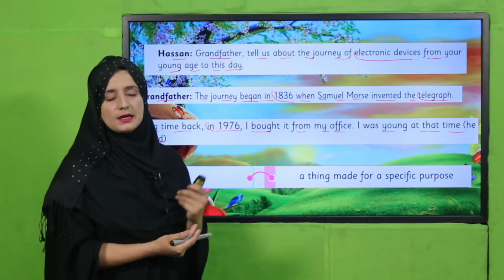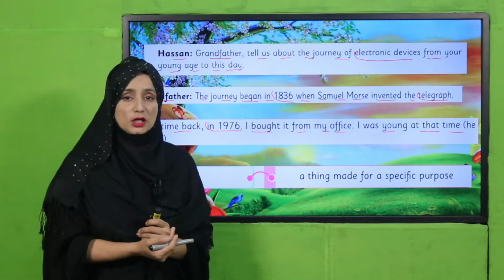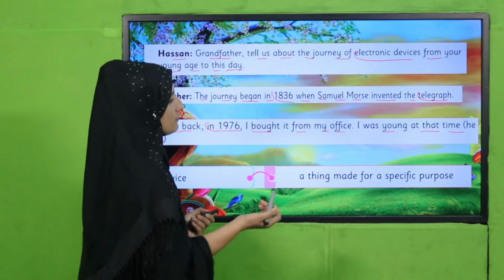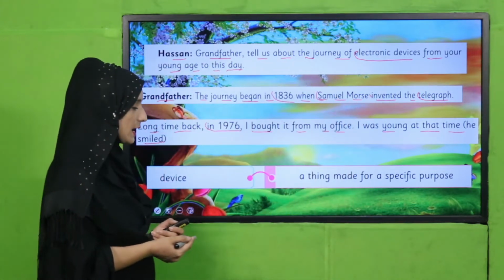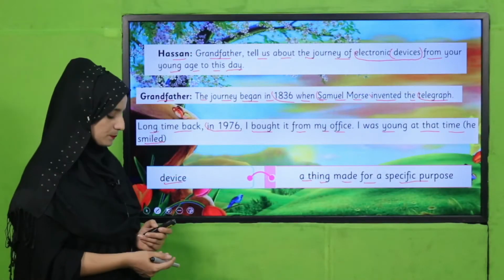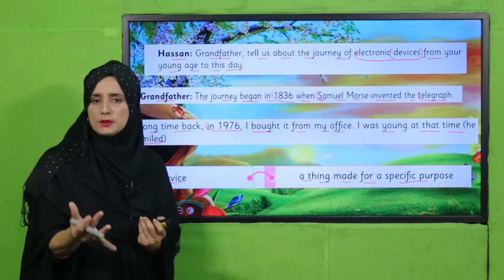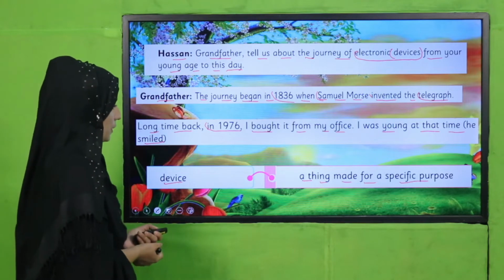So students and kids, Hassan asked the question: what is the journey of electronic devices? So who invented the telegraph? Samuel Morse invented the telegraph. Yes, what does the word device mean? There is a word devices. So there is device, singular, a thing made for a specific purpose. So this is called a device. In the shape of a machine, it can be any device that we use, especially for electronic purposes.